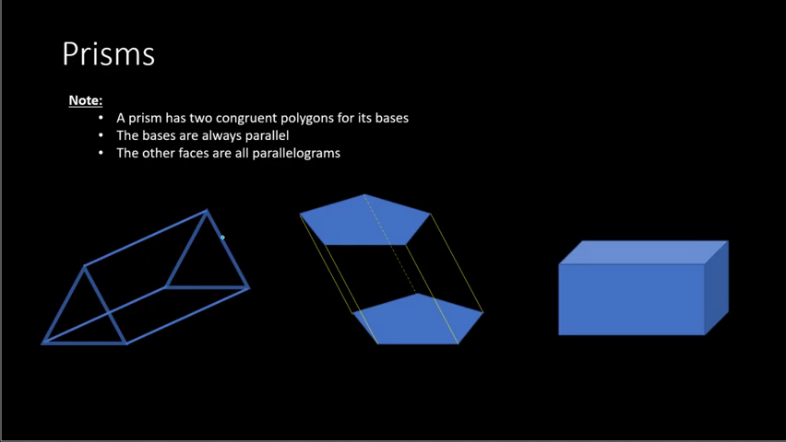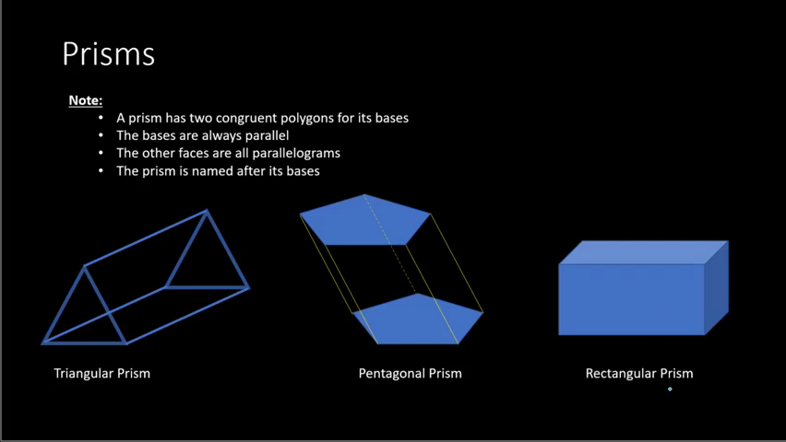All right, so here are some notes about prisms. Make sure we know that a prism is named after its base. For example, this first prism here is a triangular prism because the bases are triangles, and the other sides are parallelograms. For this next one, this is a pentagonal prism because the bases are pentagons. So we can name it after the base. And this last one here is a rectangular prism because the bases are rectangles. All right, so these are different types of prisms.